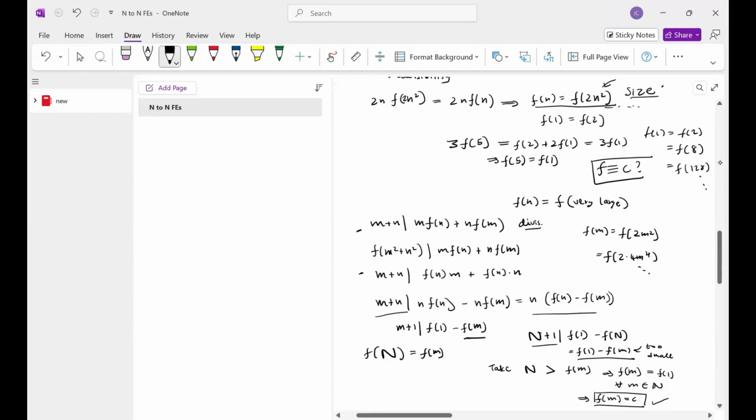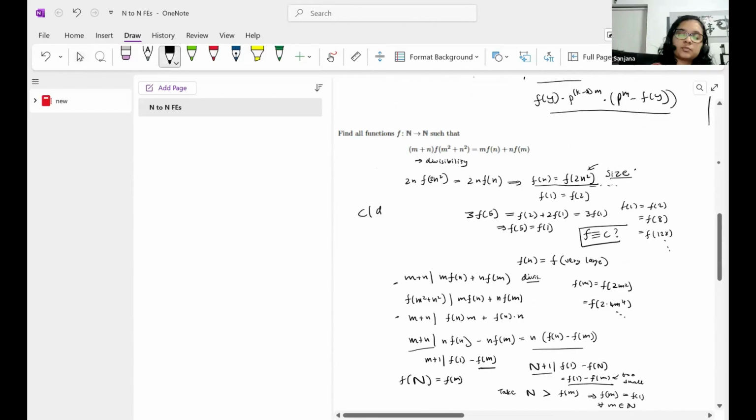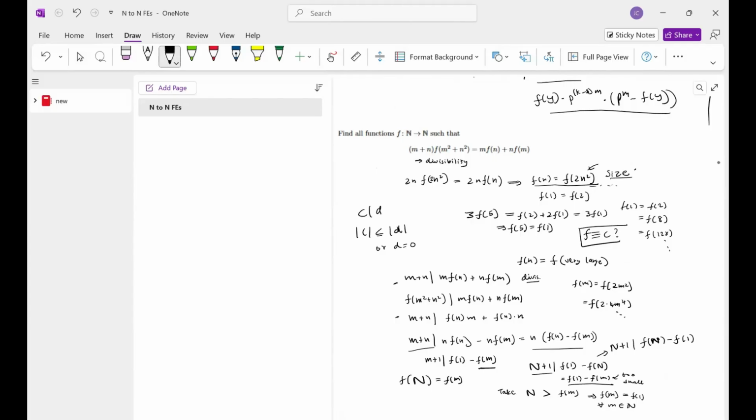But if the right hand side n plus 1 divides f of 1 minus f of n, what is the problem if f of 1 minus f of n is negative? The problem is the size. So we're looking at the absolute value. Remember we said that if c divides d, then either this is true or d is 0. So this is the same as saying n plus 1 divides f of n minus f of 1. There's no difference. The sign does not really matter. Okay, I got it. Thank you.